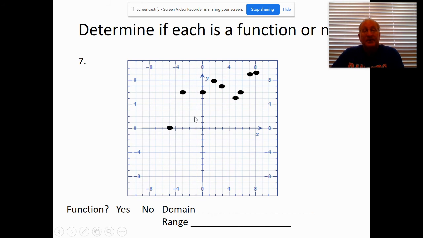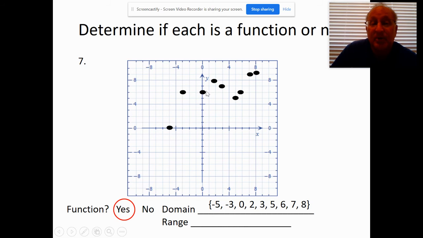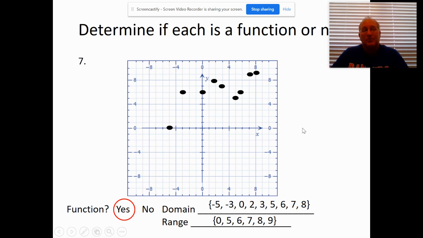And here I just looked at the vertical line test. If I look at all these dots, it is a function because none of them are vertically on top of each other. And if I look at all the x values, it's -5 and -3, 0, 2, 3, 5, 6, 7, and 8. My graph's not real good. And my range would be the y values. Notice the y's repeated, but that doesn't matter. So this is a function, and the domain would be the x values for each of these points, and the range would be the y values for each of those points.